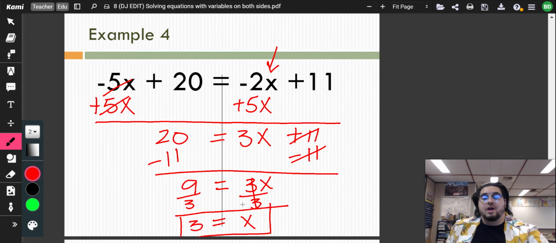There we go. Okay, so if you follow those procedures, first identifying which side you move your variables to, then you are going to move your numbers to the opposite side, work backwards to solve for the variable. You're going to be able to do any problem like this no matter how difficult it looks.